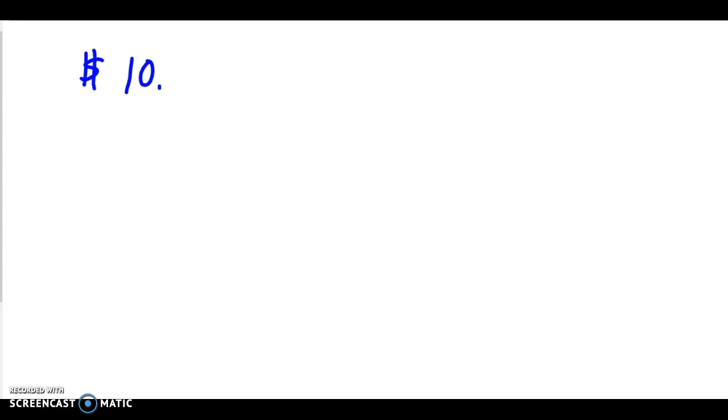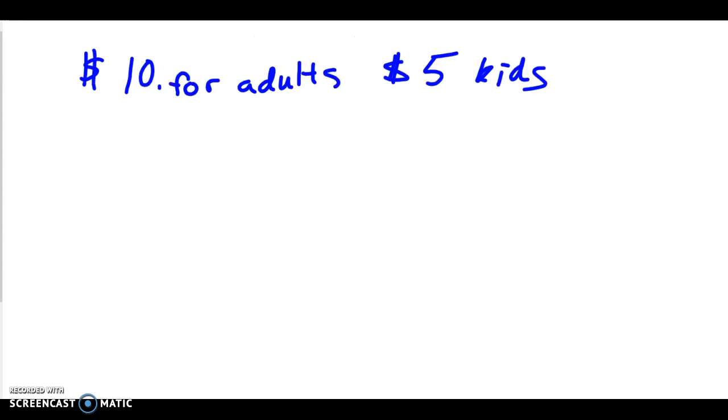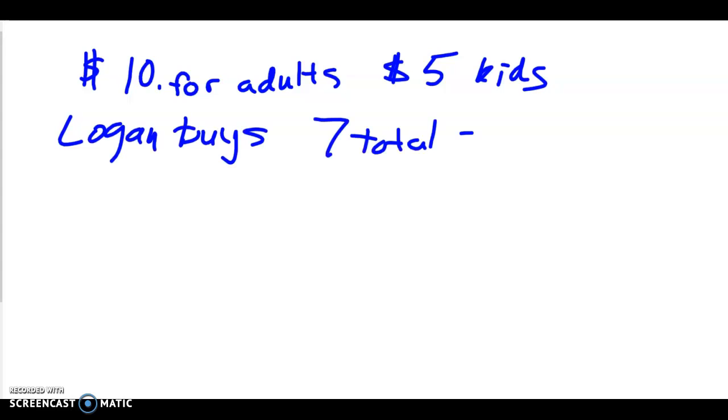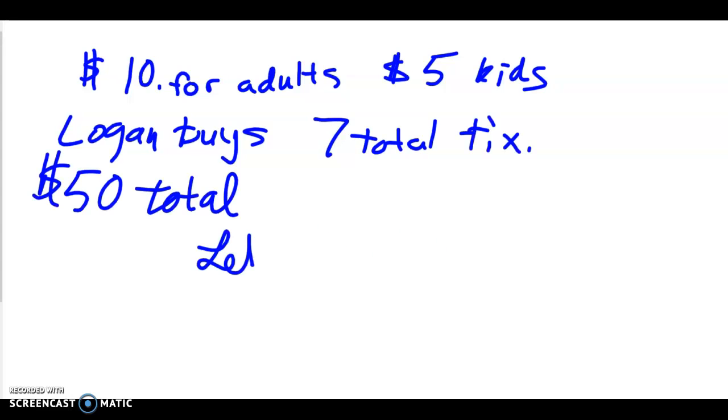Guys, we're going to talk about systems of equations today. And one thing I like to talk about is we're using real-world applications to discuss what it actually is we're doing. So if you went to the movies, $10 for an adult ticket, $5 for children's tickets. Logan goes and buys 7 tickets total at $50.